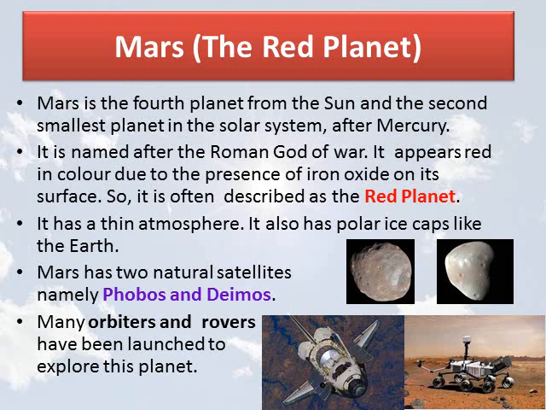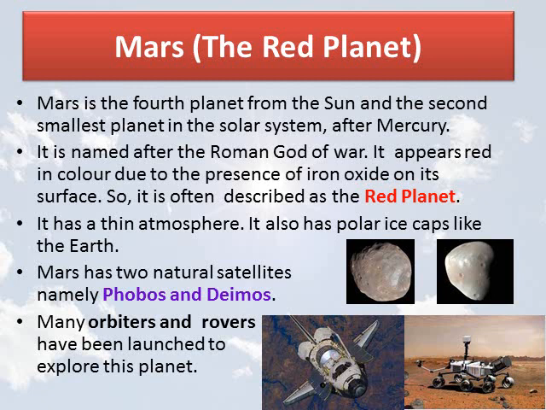It appears red in color due to the presence of iron oxide on its surface. It has a lot of iron oxide on its surface and hence it is described as a red planet. Iron oxide is red in color, hence it is called a red planet. That is, the rocks on Mars are full of iron. So when they get exposed, they get oxidized and turn reddish in color.